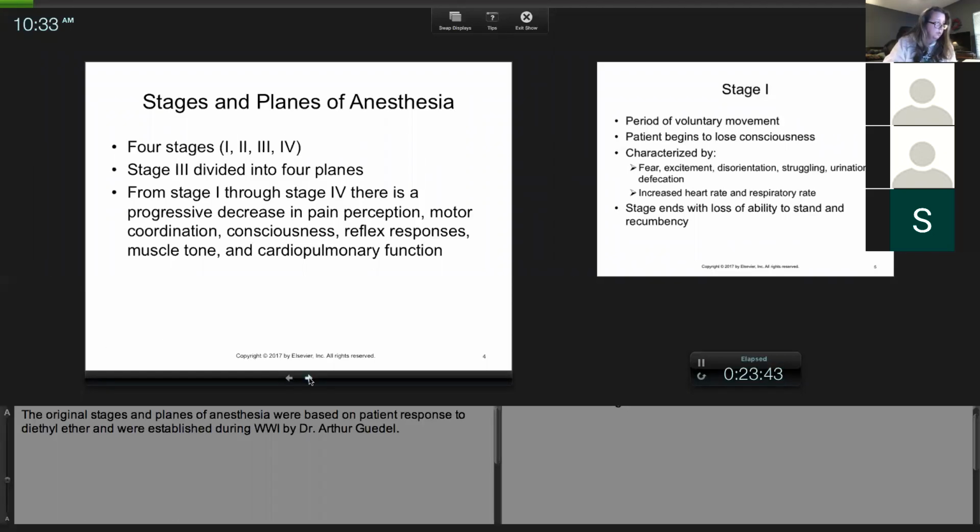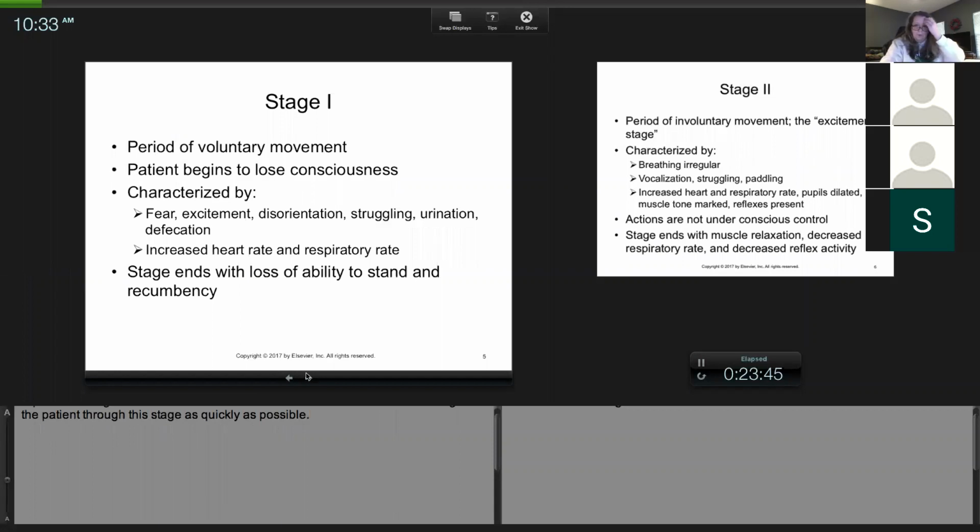So if we go to the first stage, I think on the homework, it was to list the stage and tell me a couple things: how do I know I'm in stage 1? What does a patient in stage 1 do? Stage 1 is, if a dog is awake, they are in stage 1. If they are pre-medicated with a sedative, they are in stage 1. So when we give them a sedative and put them in a cage, they are in stage 1.